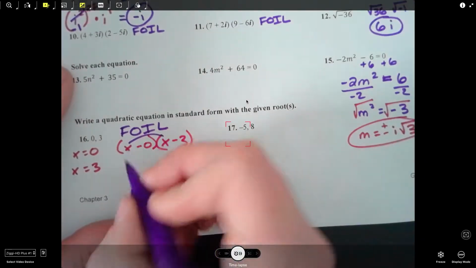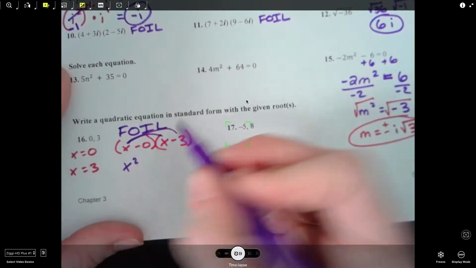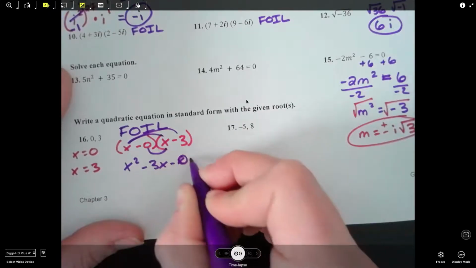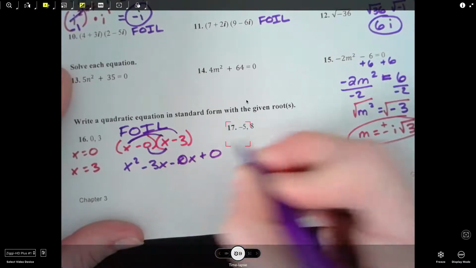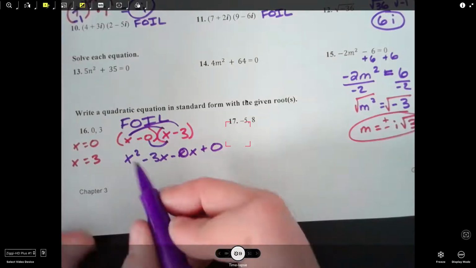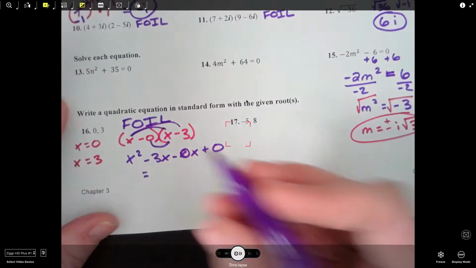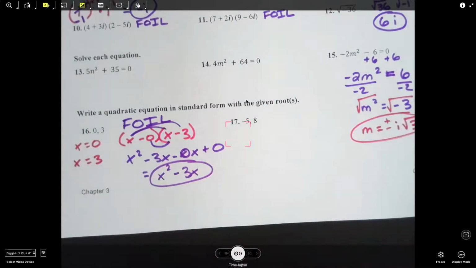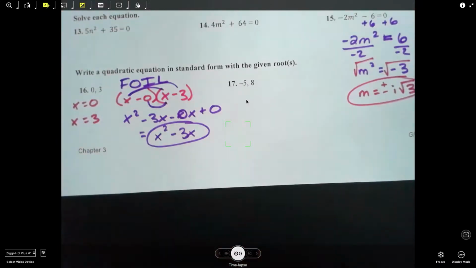X times x is x squared. X times negative 3 is negative 3x. Negative 0 times x is minus 0x. And 0 times 3 is still 0. So when I combine stuff, what do I have? X squared minus 3x. That's it. Now, you could have said x minus 0 is just x. If you just drop the 0 to start with and distribute the x, you're fine. That would have been an easier way of doing that. So 17 is just like that.